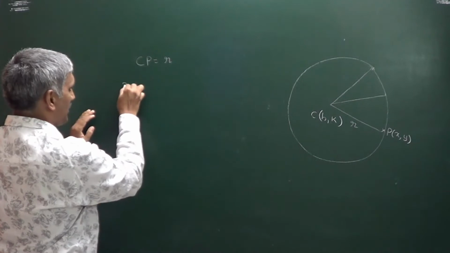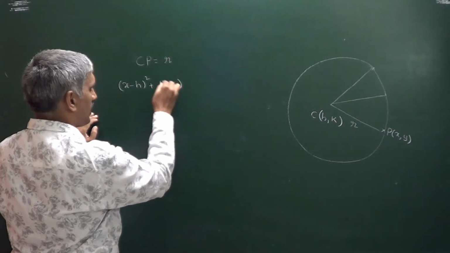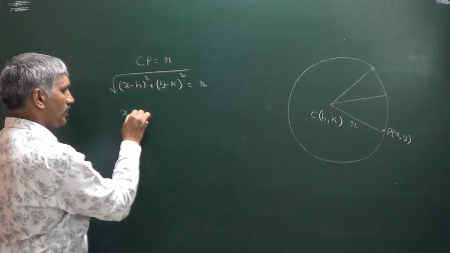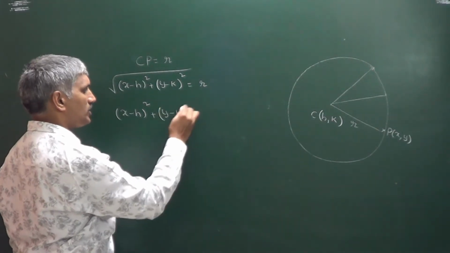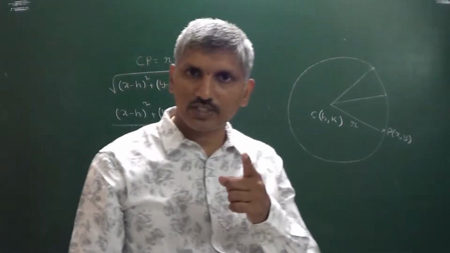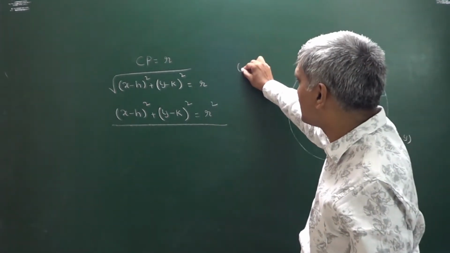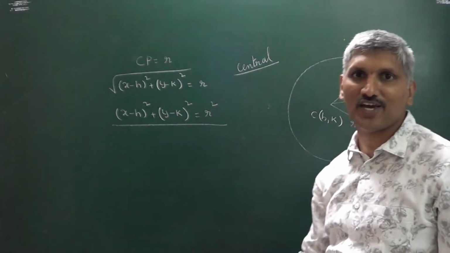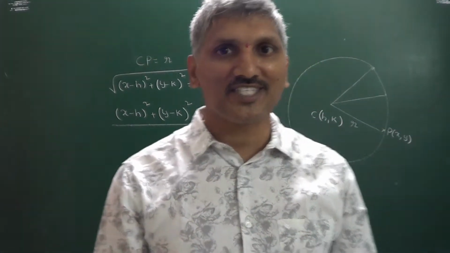The distance between C and P is the square root of (x minus h) whole square plus (y minus k) whole square, which is equal to r. Squaring on both sides, we get (x minus h) whole square plus (y minus k) whole square equals r square. So this is the equation of a circle with the center (h, k) and radius r, which we call the central form of the equation of a circle.